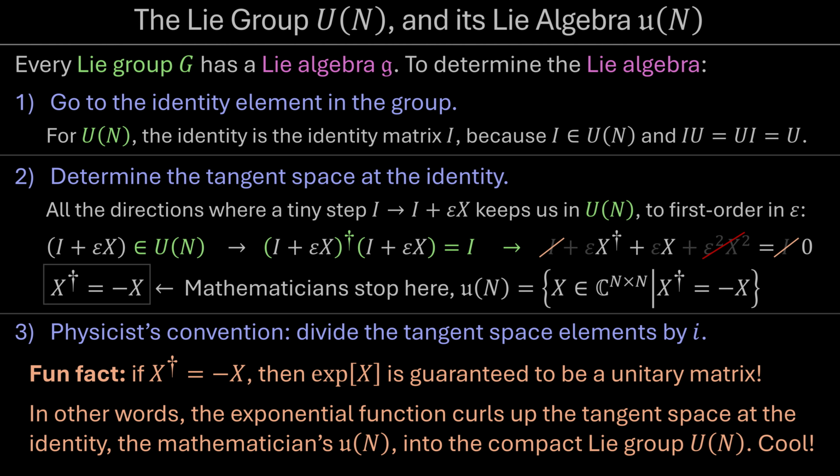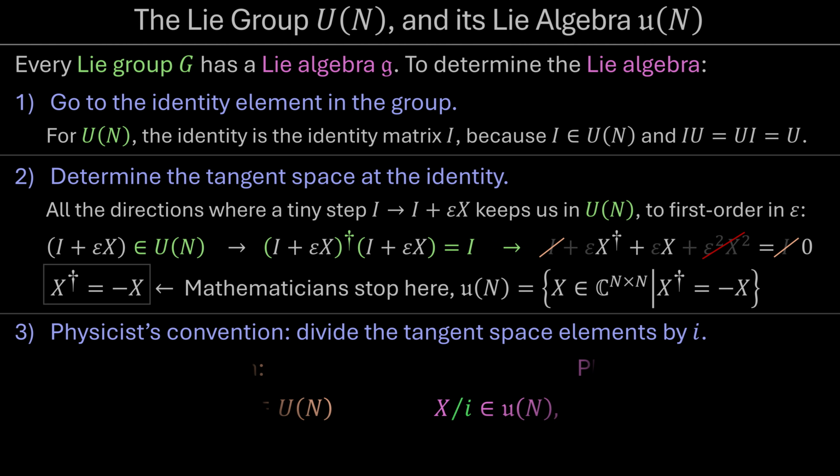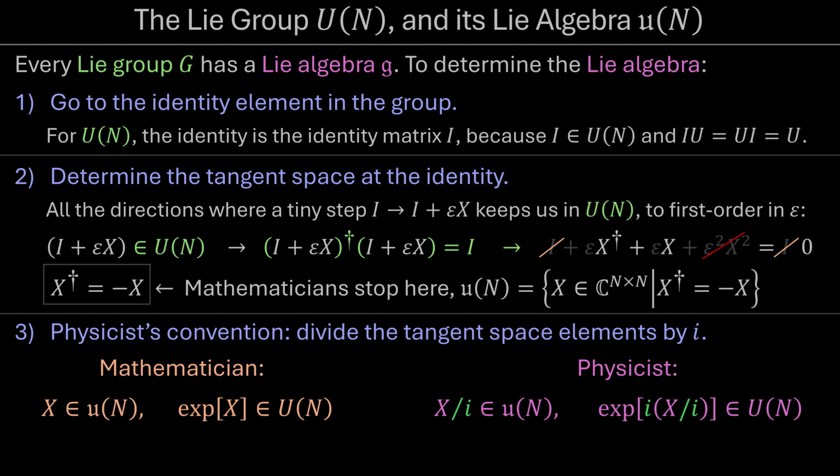Now, the reason in the physics convention we divide out by a factor of i is because we don't like thinking in terms of e to the something.